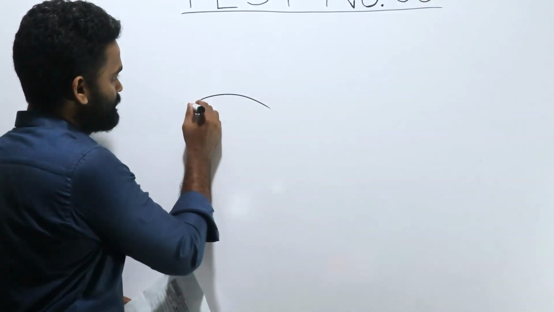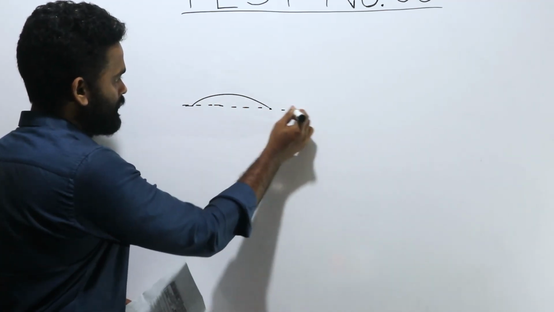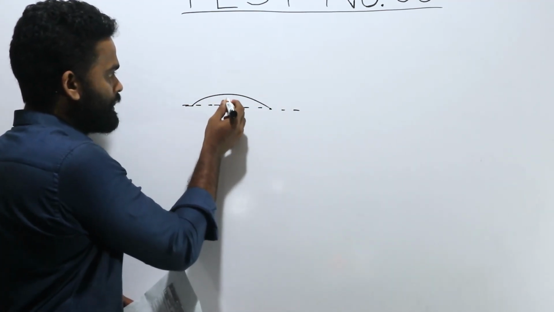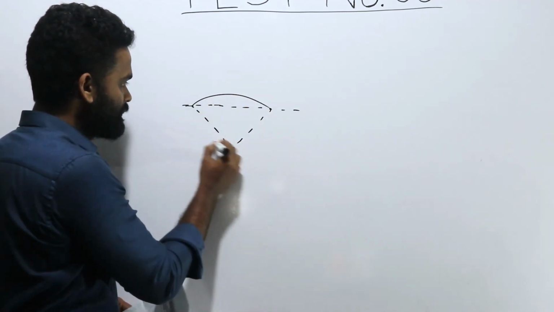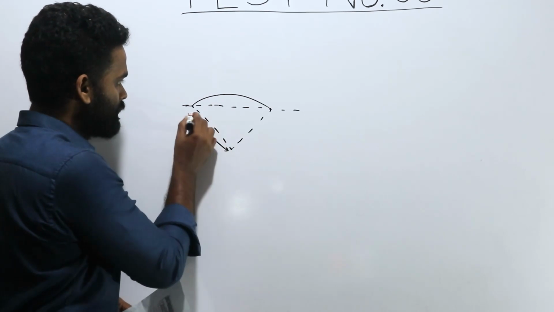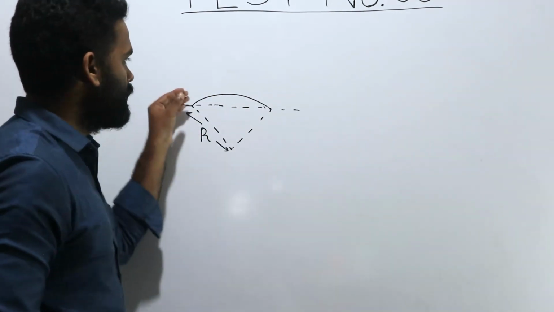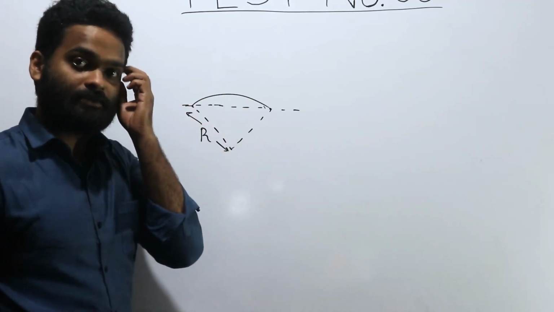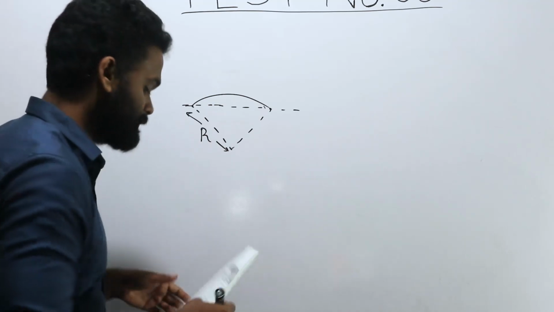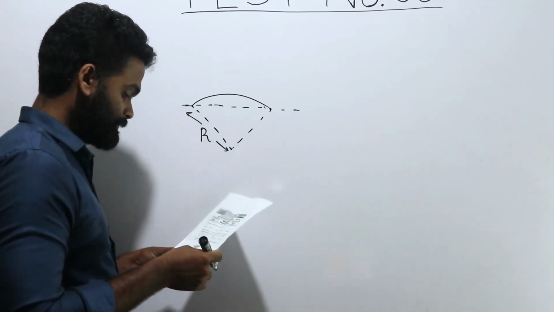So here, let's say this is a curved surface. If we need to measure the radius of curvature, this is the radius of curvature. This is a curved surface. You can think of that as a part of a sphere. Then this length becomes the radius of that curvature. This is capital R.